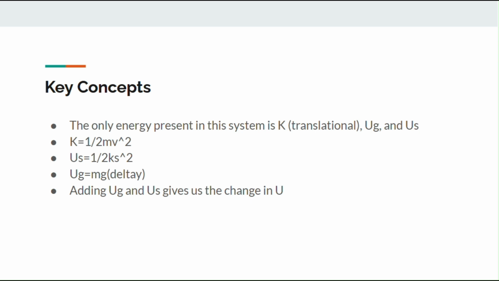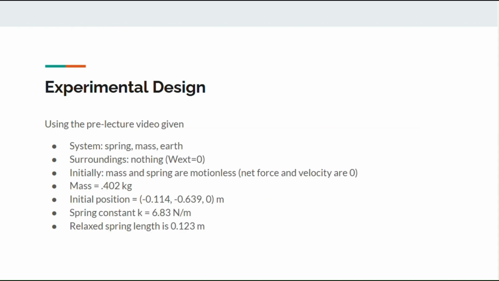Lastly, the only energy present in the system is the translational kinetic energy, the gravitational potential energy, and the spring potential energy. And here are the formulas. So the experimental design, we're using the pre-lecture video given. The system is a spring-mass-earth system, and the surroundings is nothing, meaning that we can set the external work equal to 0. And initially, the mass and spring are motionless.